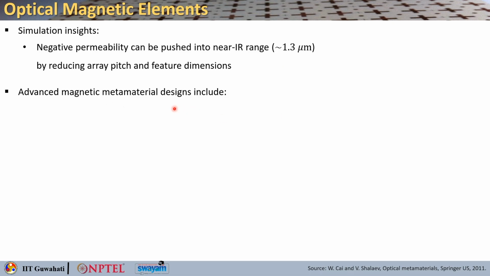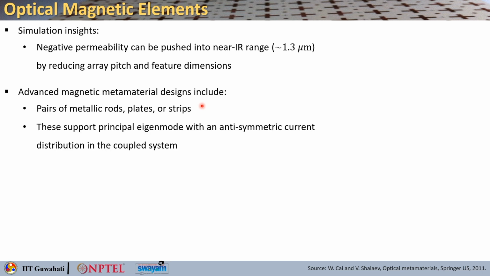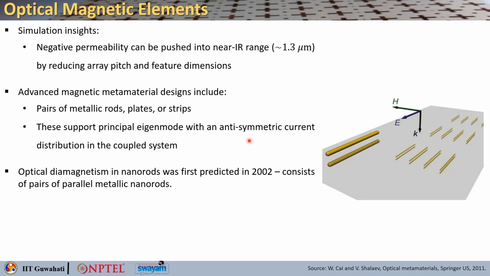Okay. More advanced artificial elements for magnetic metamaterials could include arrays of pairs of metallic rods, plates, strips. Each of these structures is basically capable of supporting a principal eigenmode with an anti-symmetric current distribution in the coupled system. So, here is an example of how it looks.